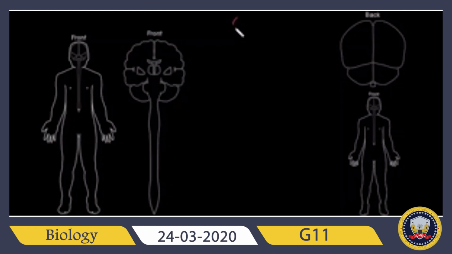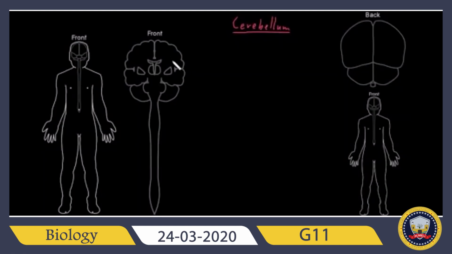So I'm going to talk about the cerebellum. Cerebellum, which sounds a lot like the cerebrum, but it's a different part of the brain. So if we look at the brain over here from the front, we have the cerebrum on top with the right and the left cerebral hemispheres. And we have the brainstem underneath that connecting to the spinal cord. And then behind the brainstem and below the cerebrum is the cerebellum.